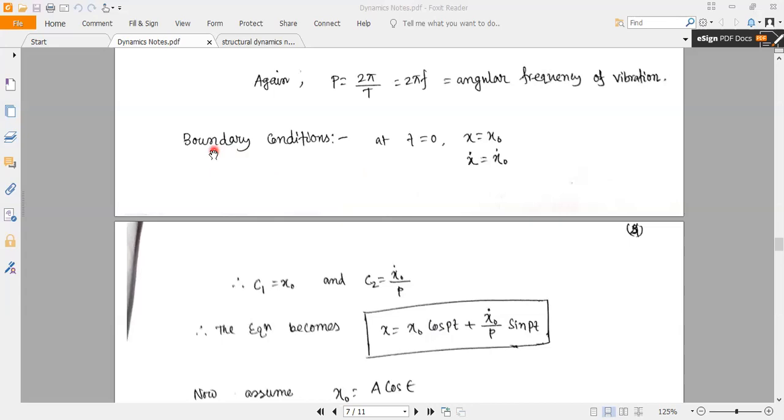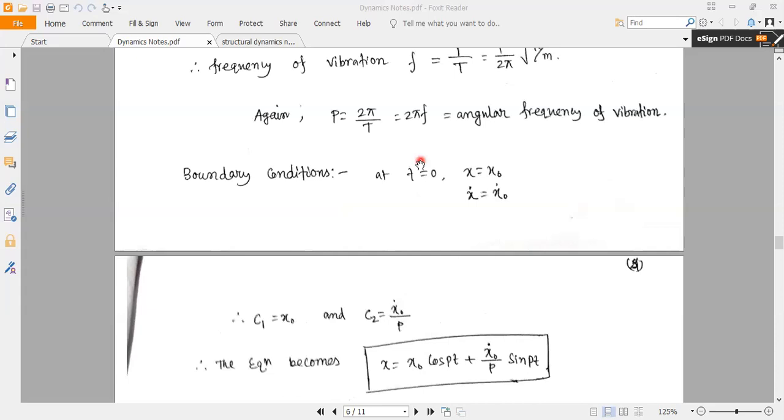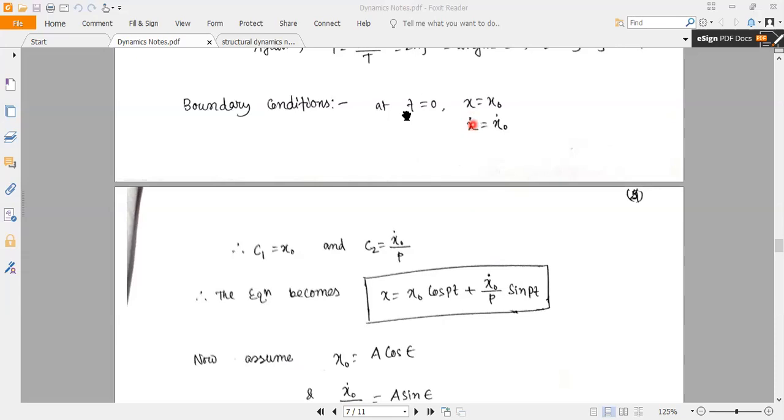So at time t, suppose it is mentioned that at time t equal to zero, initially the mass is having a displacement of x zero, and velocity is equal to x zero dot. So at the start of this spring mass model's vibration, when the experiment starts, time is equal to zero, displacement is x zero and velocity is x zero dot. Okay, so if you put it in this equation, t is equal to zero.